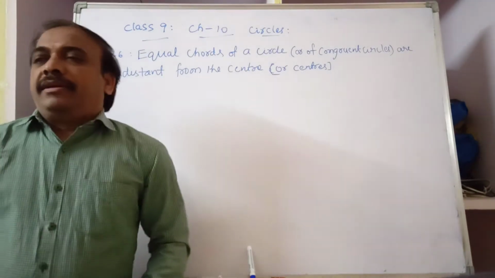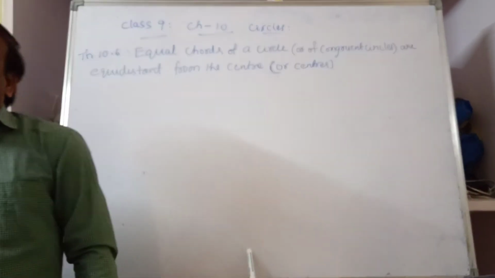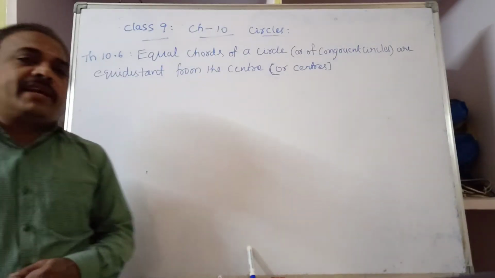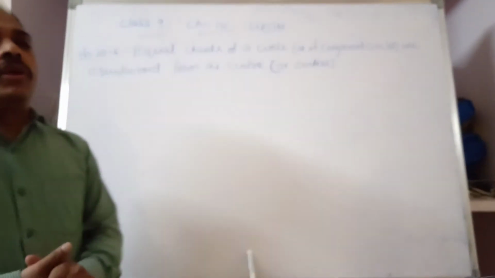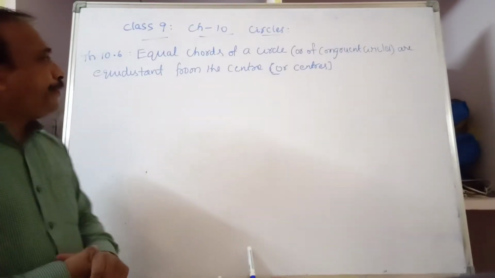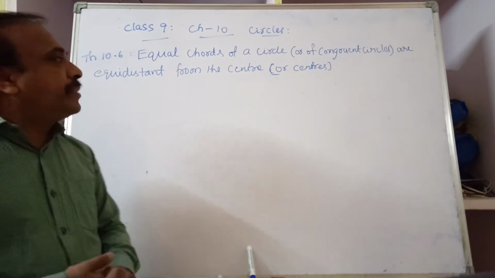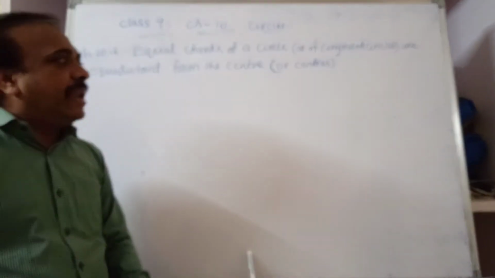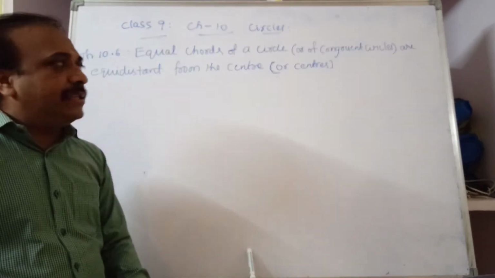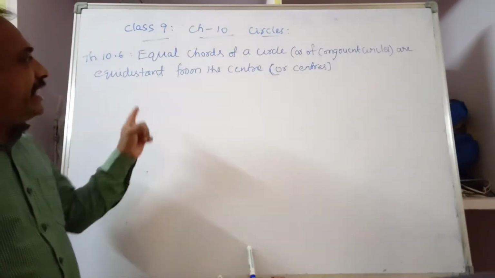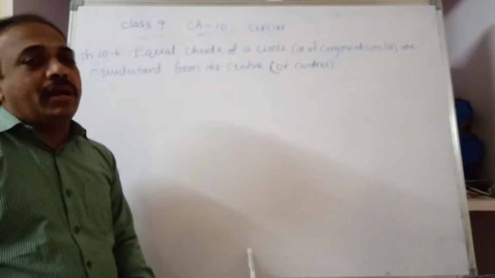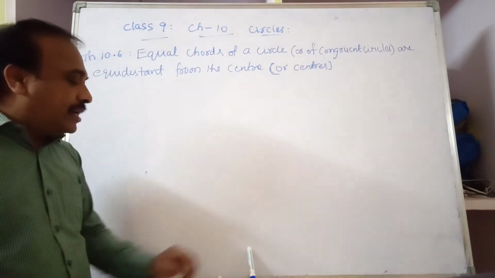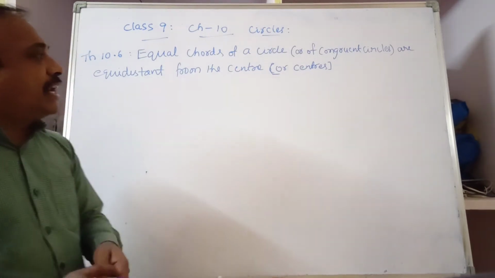So in the previous session we have discussed some of the theorems which are related to circles. Now we are going to discuss theorem 10.6. Equal chords of a circle, or of congruent circles, are equidistant from the center or centers. Equal chords, so in a circle, equal chords.